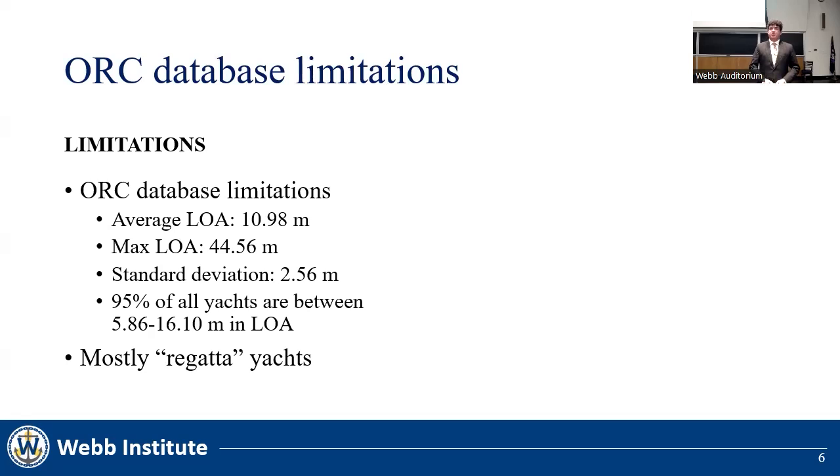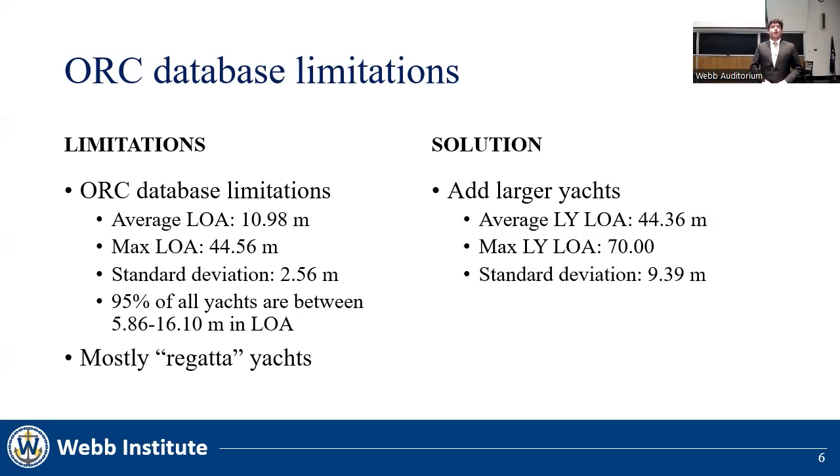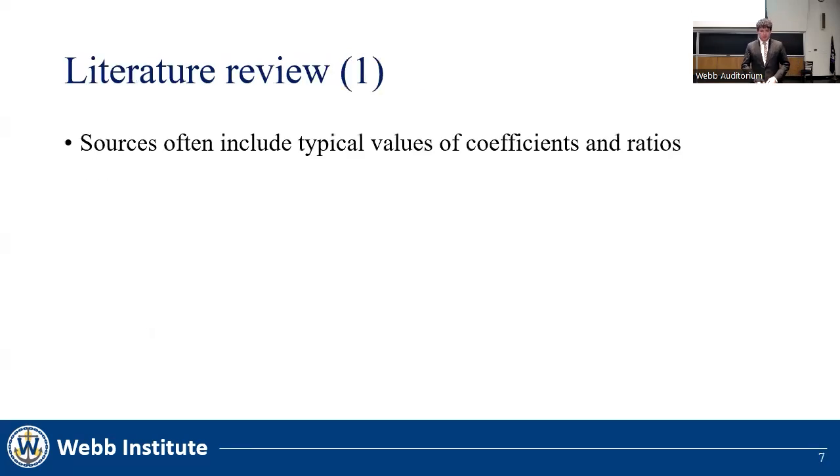The solution for the first problem was very simple: to add larger yachts. This data set had an average length overall of 44.4 meters, a maximum length of 70, and a standard deviation of 9.4. This was done by manually adding an extra 156 yachts to the database. The issue with this is that I had no VPP nor performance data from those yachts.